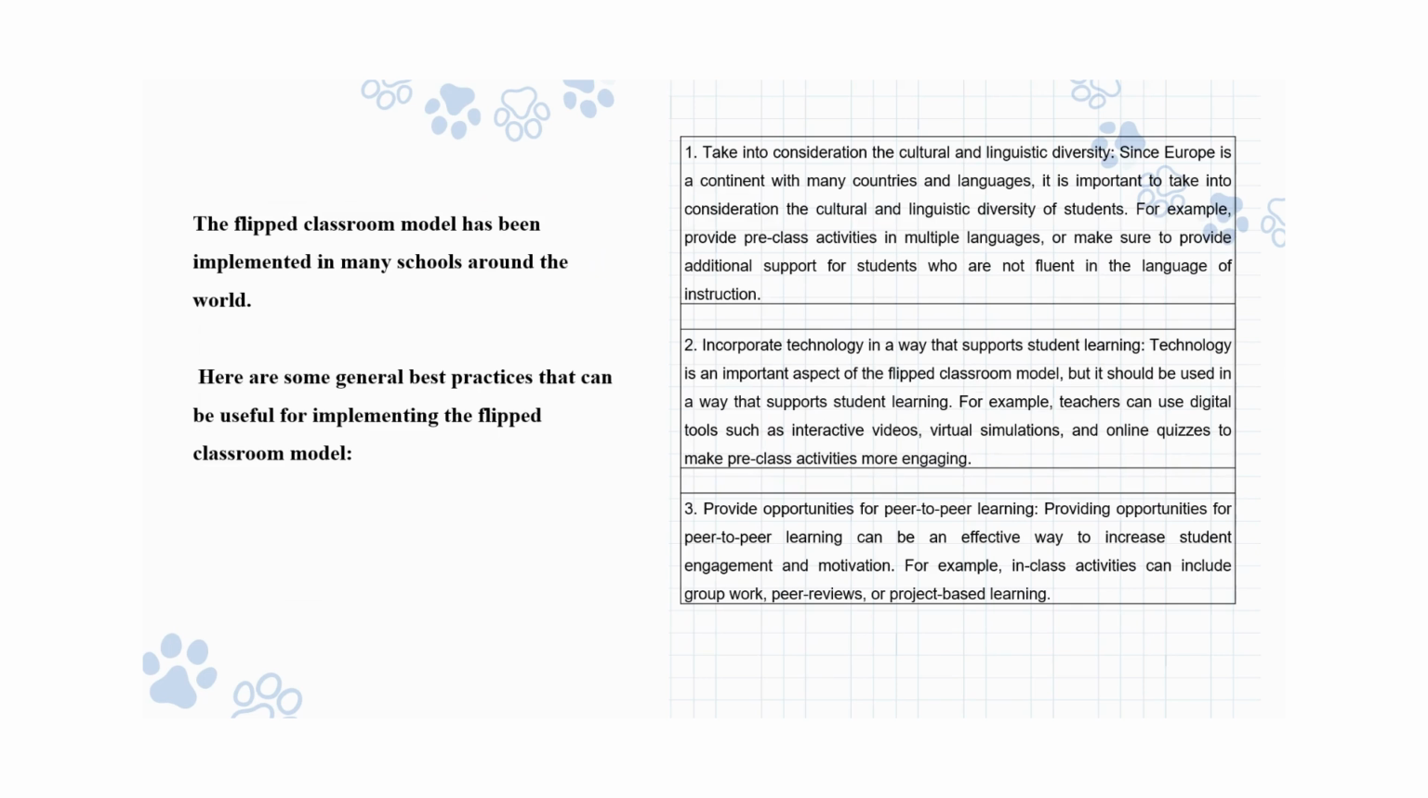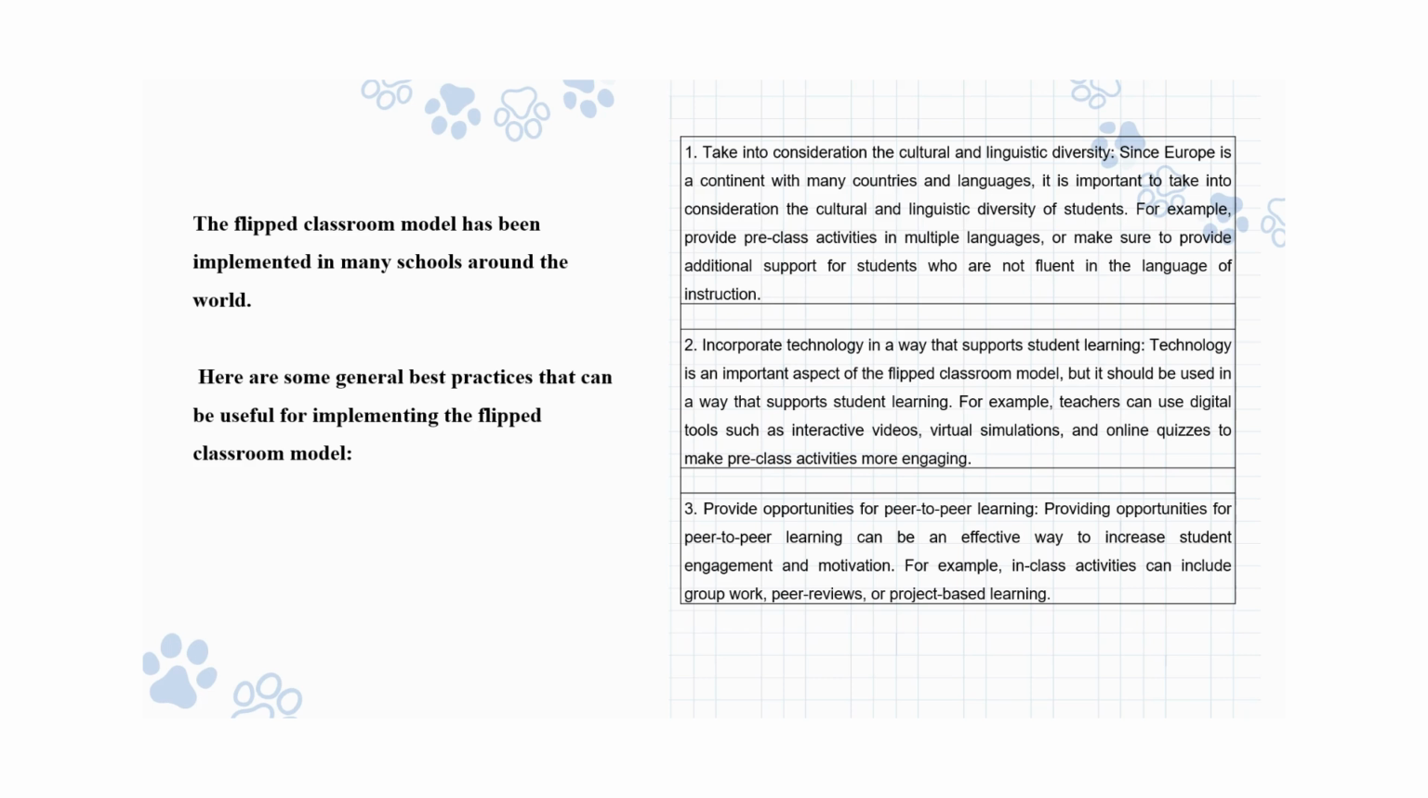The flipped classroom model has been implemented in many schools around the world. Here are some general best practices that can be useful for implementing the flipped classroom model. 1. Take into consideration the cultural and linguistic diversity. Since Europe is a continent with many countries and languages, it is important to take into consideration the cultural and linguistic diversity of students. For example, provide pre-class activities in multiple languages or make sure to provide additional support for students who are not fluent in the language of instruction.